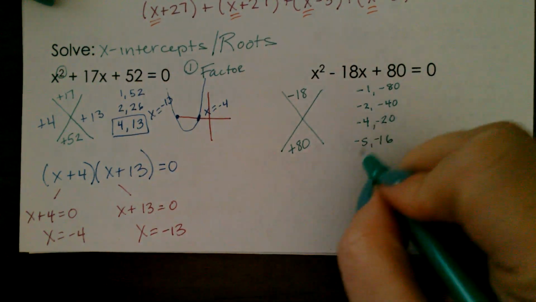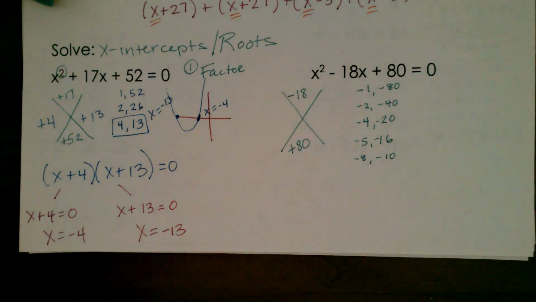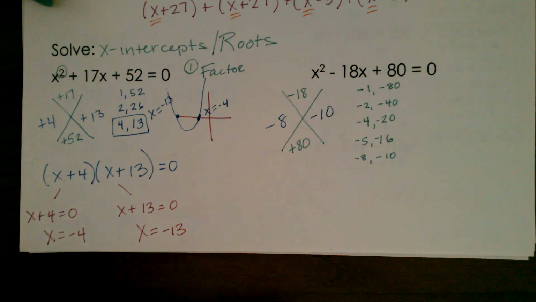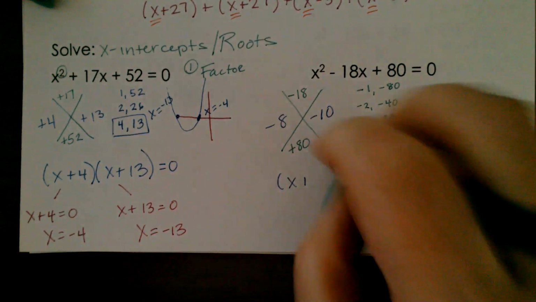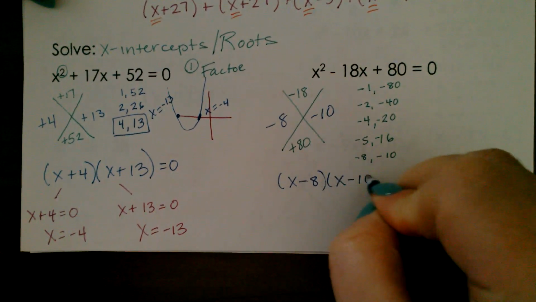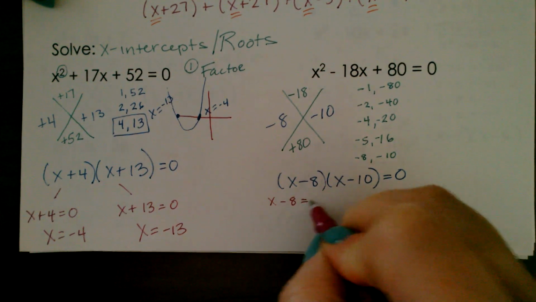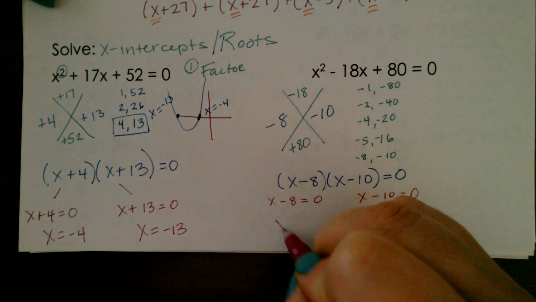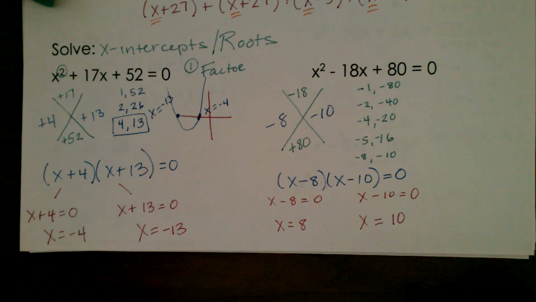6 does not go in there. 7 does not go in there. Ooh, -8 and -10. Add those together, I get -18. Multiply, I get +80. So x minus 8 times x minus 10 equals 0. Set each of the factors equal to 0 so I can find the x-intercepts. One x-intercept is at +8, the other is at 10.